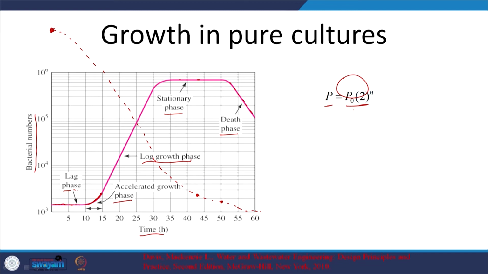So, the population after n number of generations, with the initial population, as in 1 goes to 2, 2 goes to 4, right. Based on the generation time you can calculate that. Let us see what we have. So, log P equals log P naught plus n log 2.